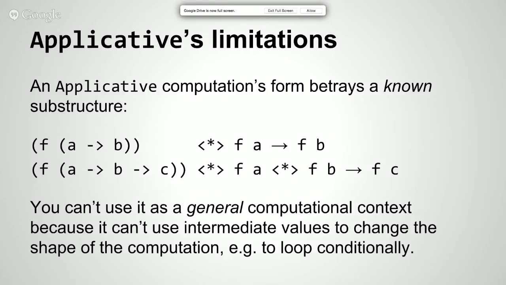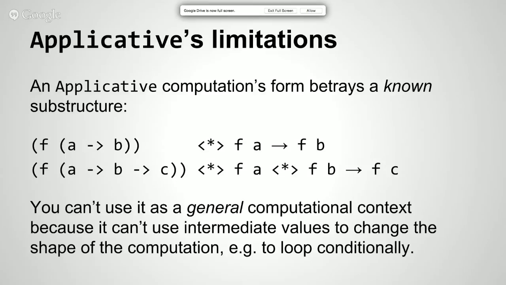Monad is a little bit more fluid. In applicative computation, the form itself betrays this known substructure. For example, you could be snowflaking an f of A arrow B and an f of A, and getting an f of B, or snowflaking f of A arrow B arrow C with an f of A and then an f of B and returning an f of C.